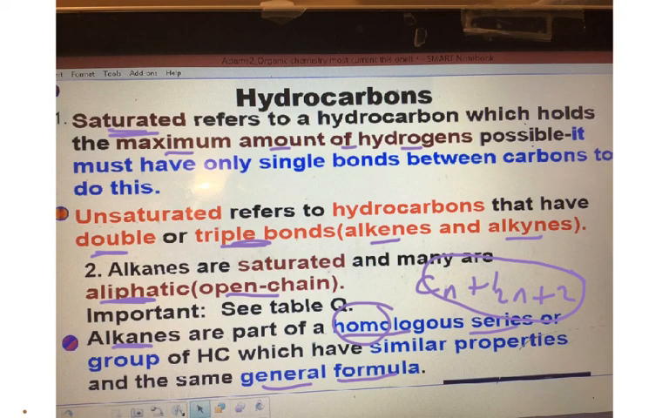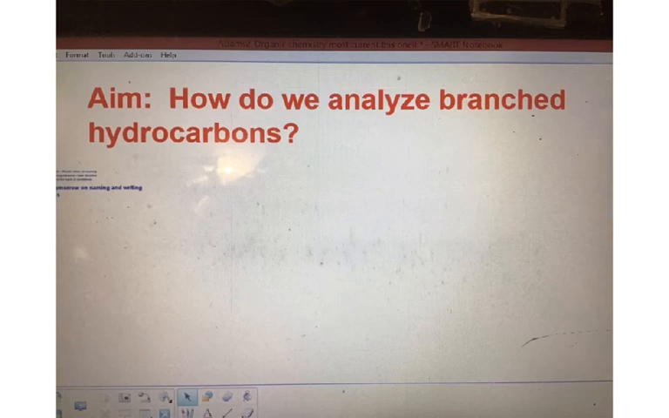Some extra information here about hydrocarbons, saturated and unsaturated, and we'll get through this. All right, take care.